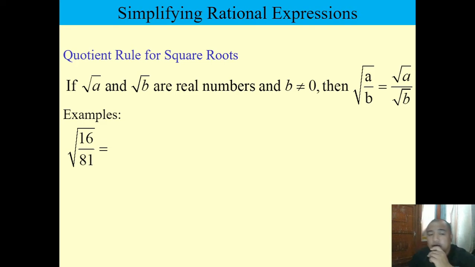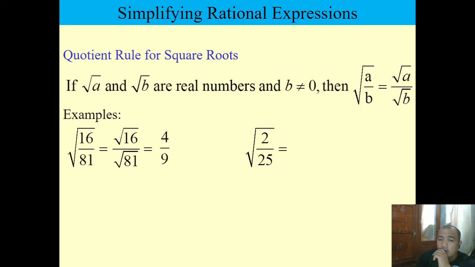What is square root of 16 over 81? It's equal to square root of 16 over square root of 81. That's 4 over 9. What about this? Square root of 2 over 25 means square root of 2 over square root of 25. Square root of 2 over 5, because square root of 25 is 5.